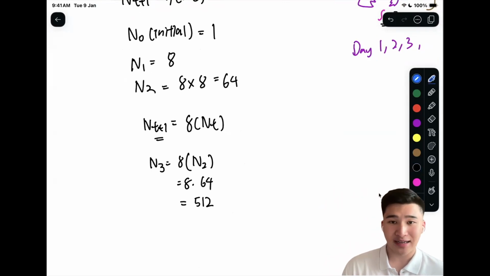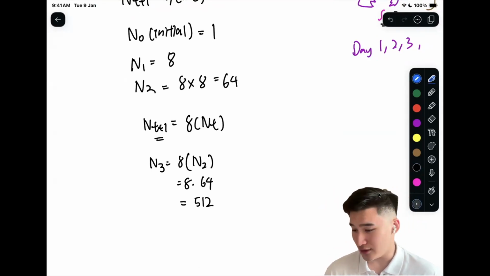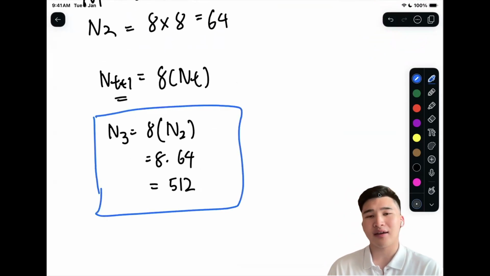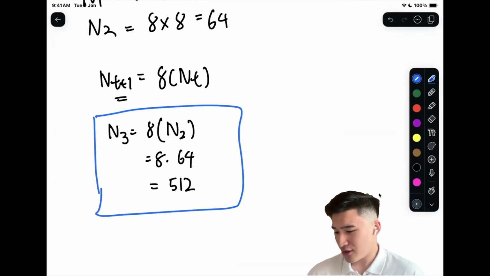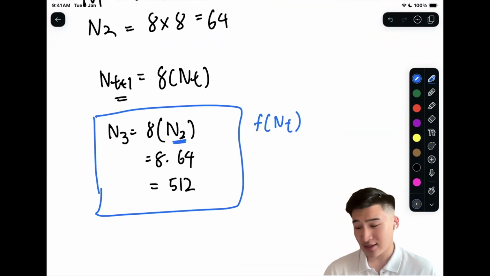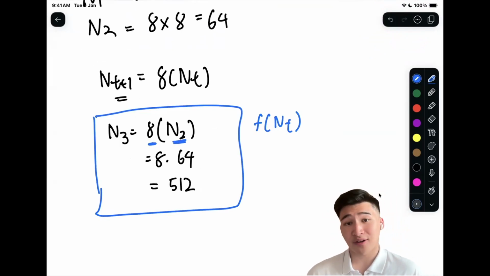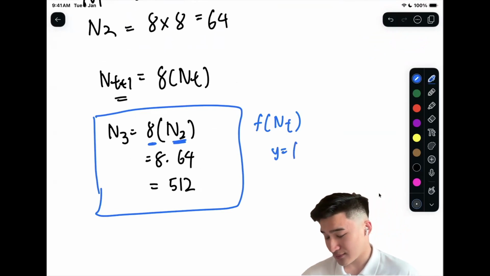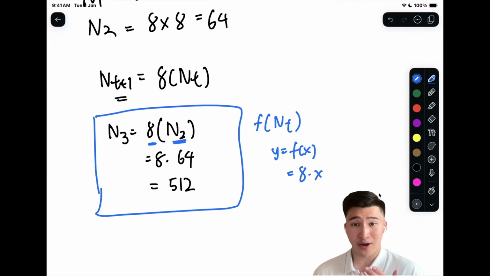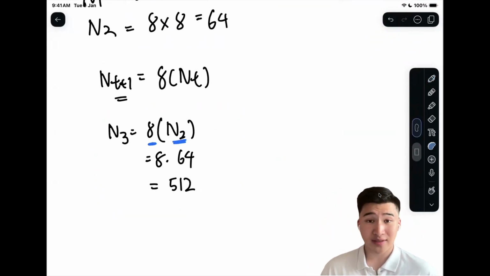Now, tying back to our idea of what an updating function was, how would you define the updating function here? Well, we know the updating function is just f, inputting our current term. Our current term is just N_2, and so our updating function in this case is just 8 times that. If we were to write a function as in y = f(x), the function would simply be f(x) = 8x. That's our updating function. I hope that makes sense to you guys.